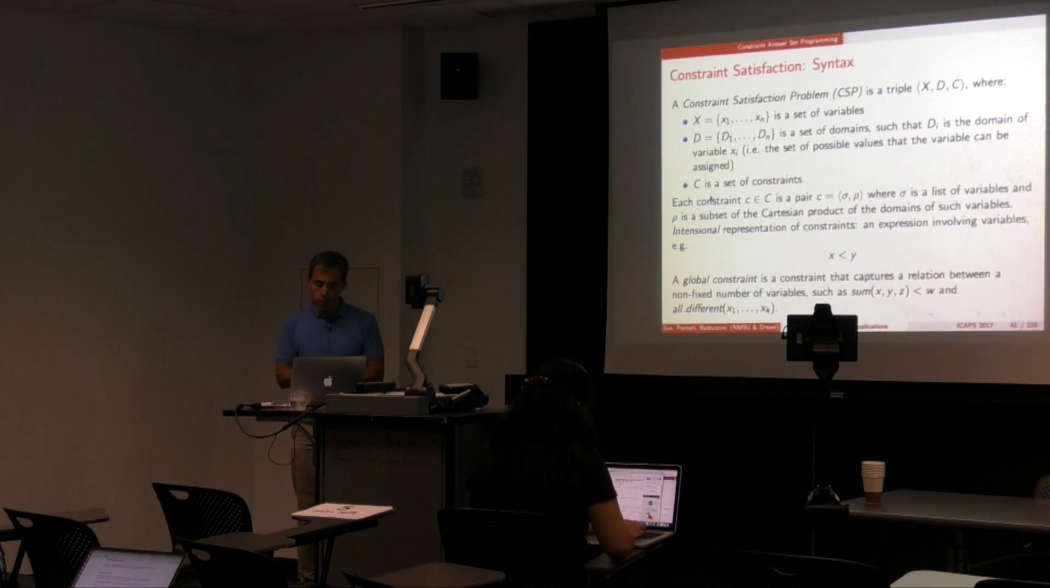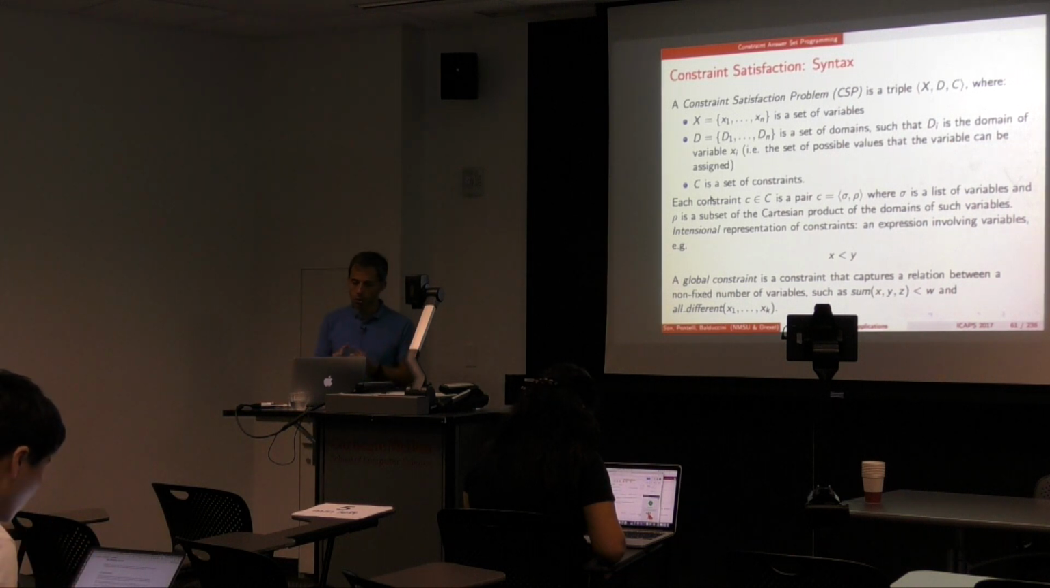So a constraint itself is a pair consisting of a list of variables and a subset of the Cartesian product of the domains of those variables. So essentially we're saying which parts of the whole Cartesian product of the ranges of the domains we're interested in, which subpart satisfies the constraint.